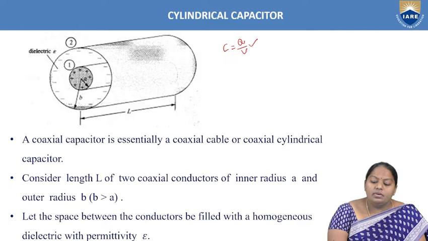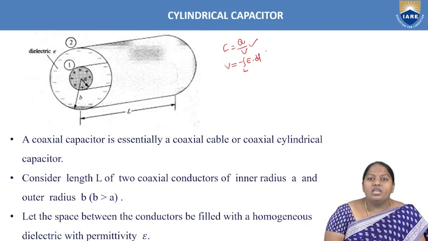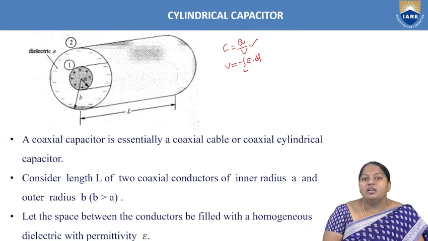And before going to derive the equation for this, we need to recall the relation between electric potential V and the field intensity E, which is given by V equal to minus integral E dot dl, where E is the electric field intensity and dl is the displacement length in the particular direction.